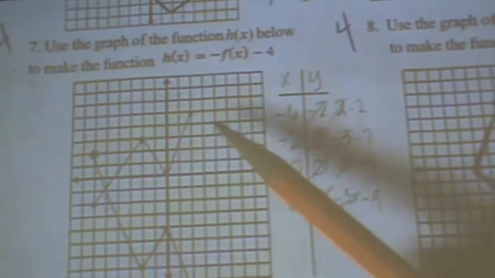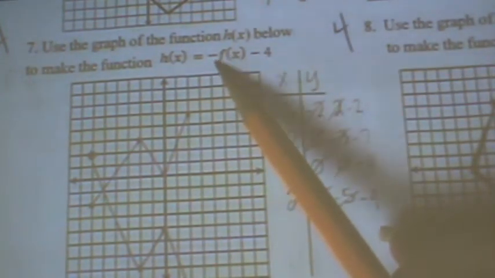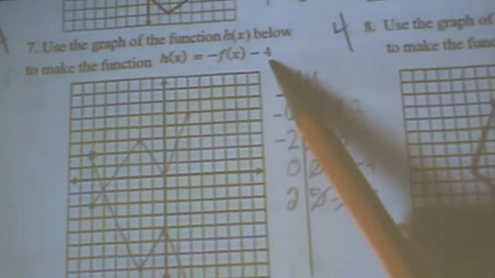To make it an odd relation, you will change both signs. Multiply them both by -1. And you get this. This is not on your test, but what this means is multiply the y values by -1 and then subtract 4 from the y.